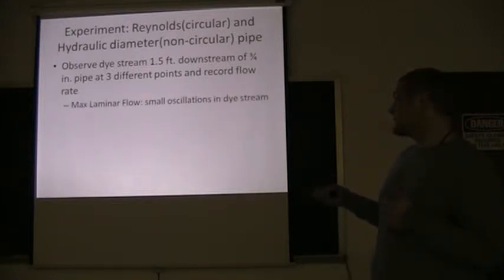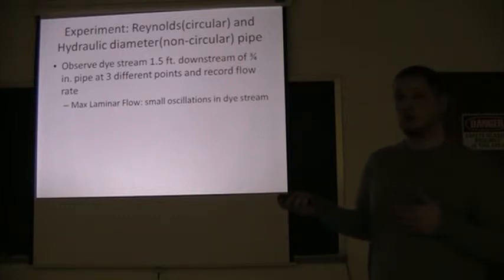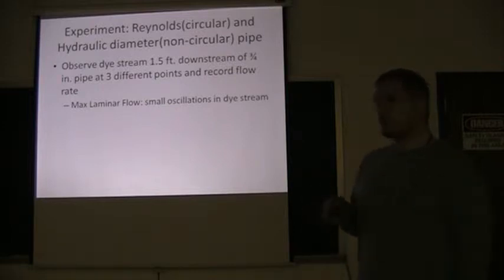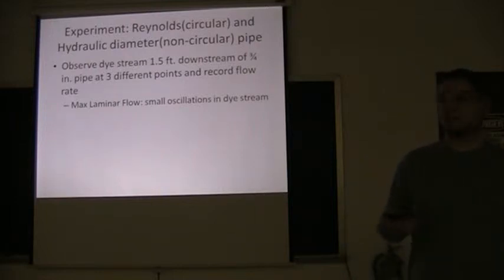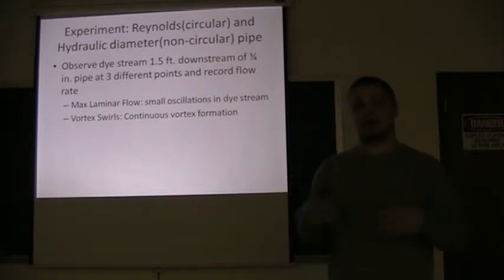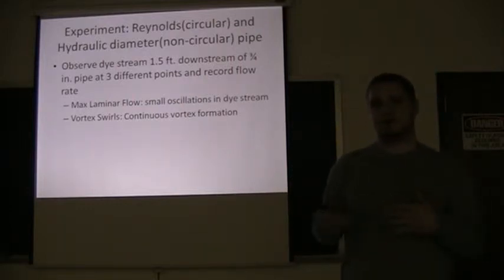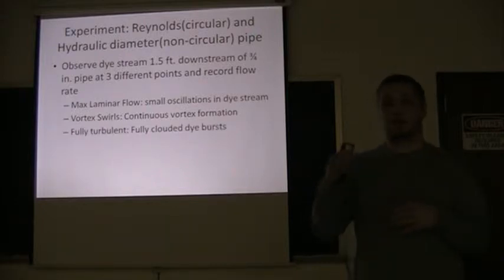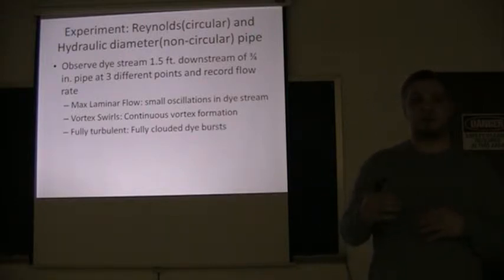The maximum laminar flow rate is what you're going to be looking for the first two, the Reynolds and hydraulic diameter. It's when you have a little bit of small oscillations in the stream. That's the maximum. Now, the vortex swirls, this is the transitional region that we were talking about a second ago. That's going to occur about 2,000, 2,300. And then finally, fully turbulent flow, we're looking for that minimum number right there. So we're hoping to be at about 4,000 Reynolds number, somewhere around that range.